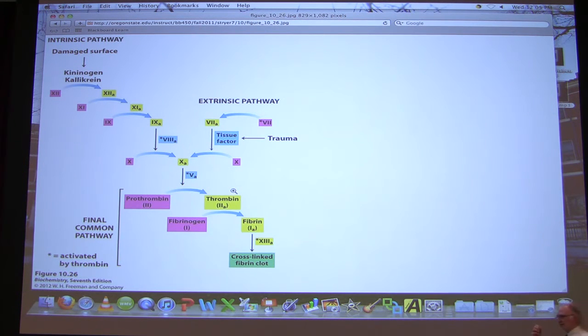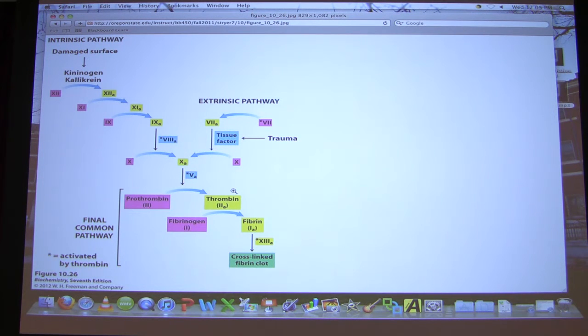That's very important. It's a self-assembling polymer. In the absence of this activation, fibrinogen is floating through your bloodstream all the time, doing nothing. That's what you want it to do. You don't want it to clot unless you've got an issue.